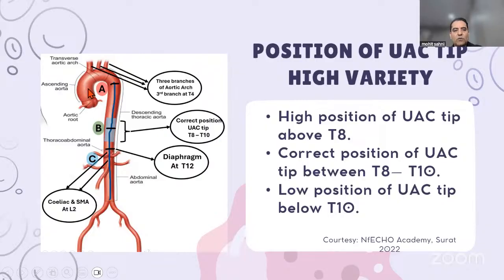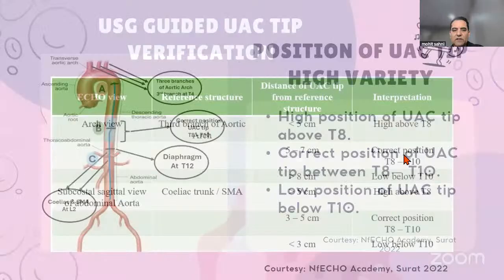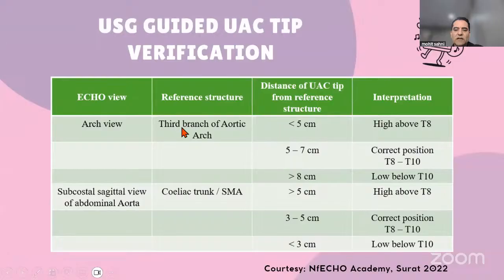So either we can do one view in which we see the whole arch view, and we calculate the distance of the tip from the third branch of the aorta, or we can do it at the celiac and SMA, which are at the level of L2. The diaphragm is mostly at the level of T12. So from celiac SMA, we measure the distance. How we do the distance, I will talk about. This is the table which tells that.